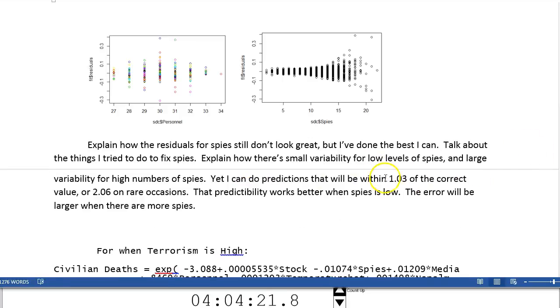I can predict within 1.03, or 2 standard deviations away, 2.06. When you think about the normal distribution, that's 95% of the time. And the predictability is going to be some averaged piece beyond this. For small levels of spies, it's actually going to be smaller error, and for larger levels of spies, it's going to be bigger error. That's why the assumption of constant variance can be a problem: I've said my predictability is 2.06, but that's not always true. It depends on where you're at with the spies. So that's how I'm going to talk about my error in predictability.